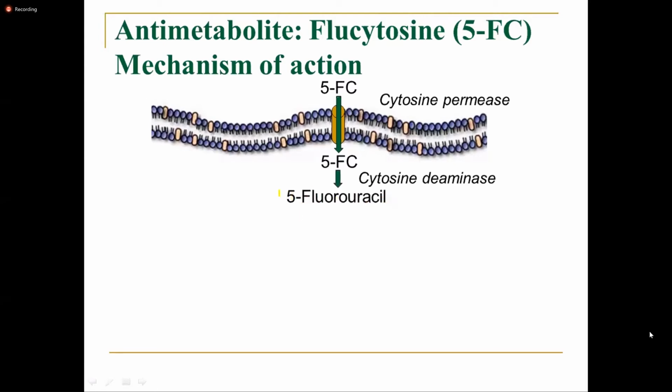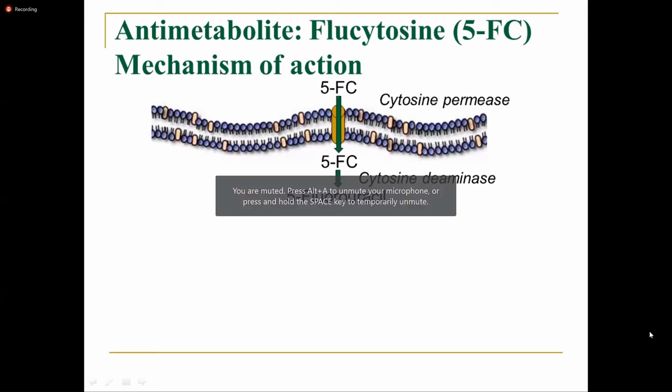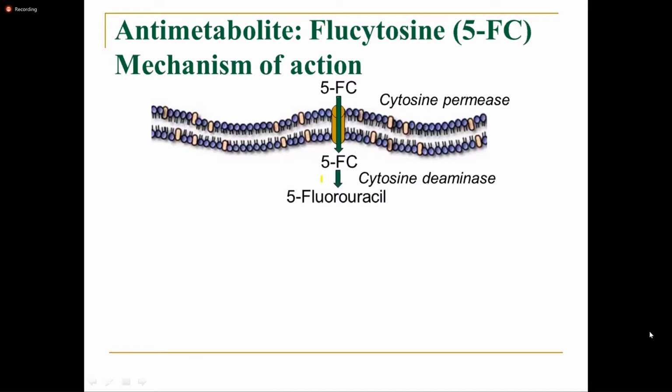You will be studying this again in the anti-cancer drugs. So 5-fluorouracil is formed from 5-flucytosine with the help of the enzyme cytosine deaminase. There is deamination of 5-flucytosine to 5-fluorouracil. So this is the drug, or rather this is the metabolite. We can't say drug here. This is the active metabolite of flucytosine, which actually possesses fungistatic property.